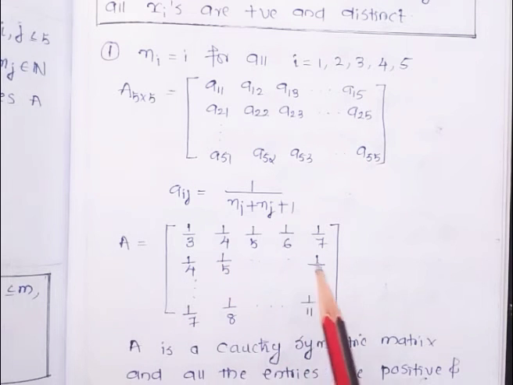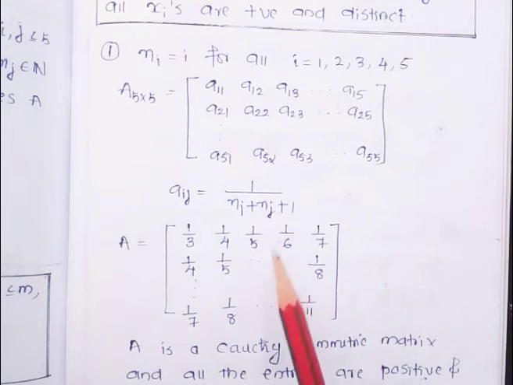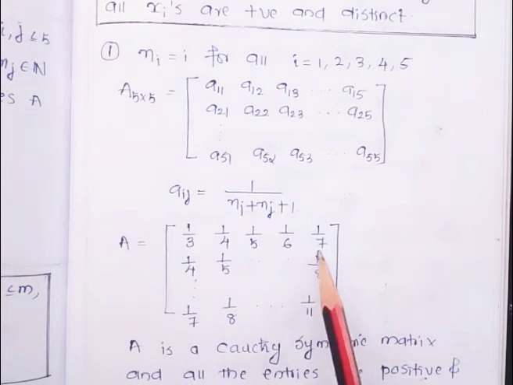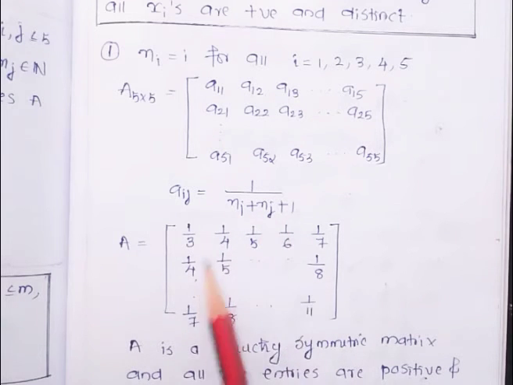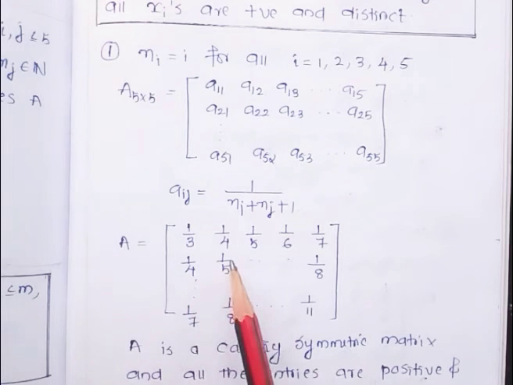Similarly, we can get the rest of these elements. So we get 1/5, 1/6, 1/7. For the second row, we have a21 = 1/(n2 + n1 + 1) = 1/(2 + 1 + 1) = 1/4. Then the next element 1/5, and so on up to 1/8. Then the last row of this matrix is 1/7, 1/8, up to 1/11.